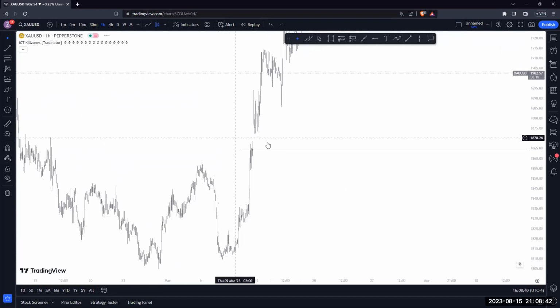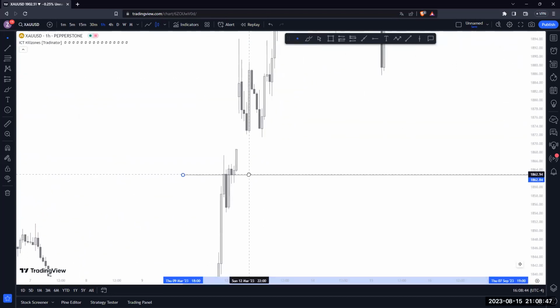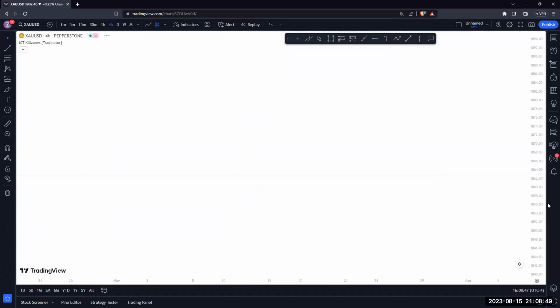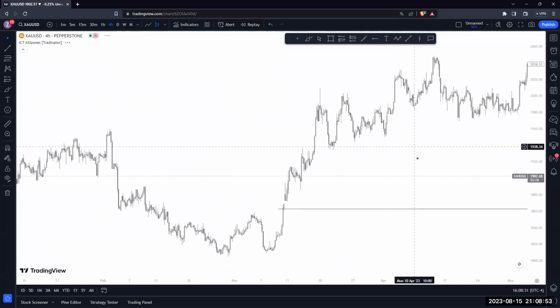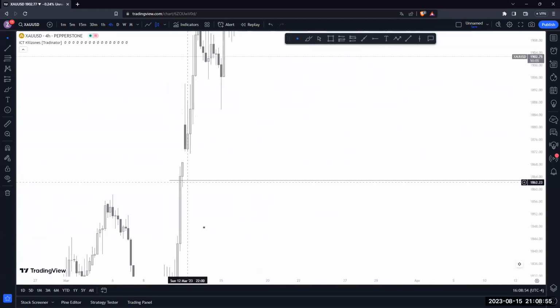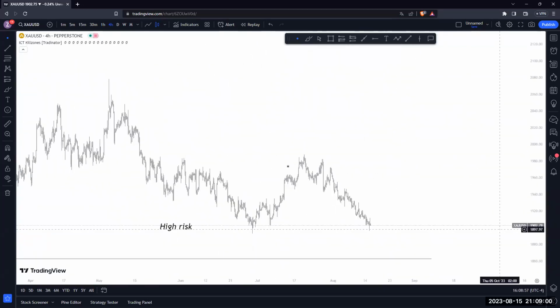Check on forex.com maybe. No, I don't use forex.com. It's the same as IC Markets. Pepperstone is literally IC Markets. And then on the H4, what is it? Aligning? No. Okay. So that is a high risk buy.